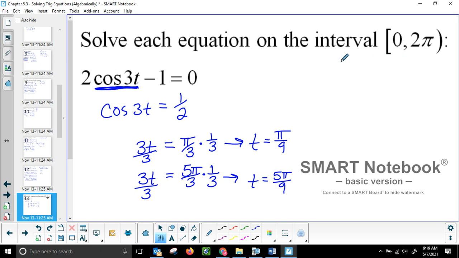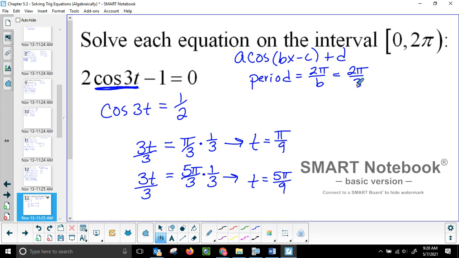Now when we talked about graphing this thing, what letter would this represent? Remember, we would have our a times cosine of bx minus c plus d. It's b. What does b affect? The period. So we know that our period is equal to 2 pi over b, which in our case is 2 pi over 3. That means that my solutions repeat themselves every 2 pi over 3.